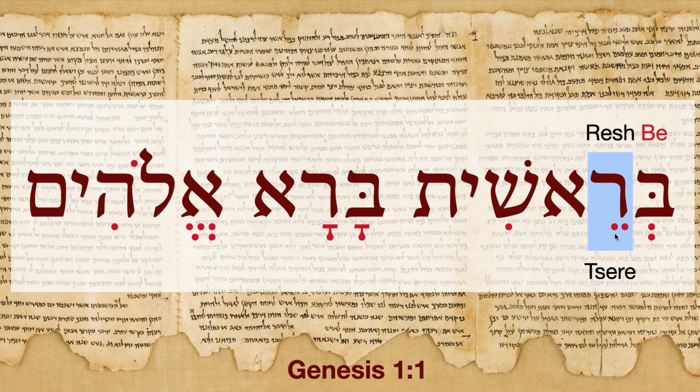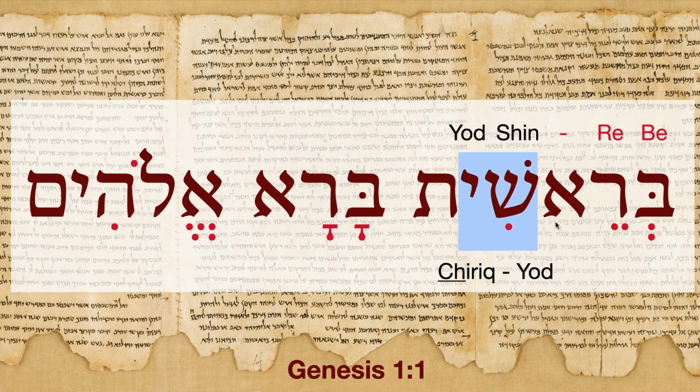Okay? And the next letter is resh, and the vowel is tsere. It's a long e sound, so it will be re. Re is the sound. Next is the letter Aleph, the first letter of the Hebrew alphabet, and it is silent as we have observed initially.